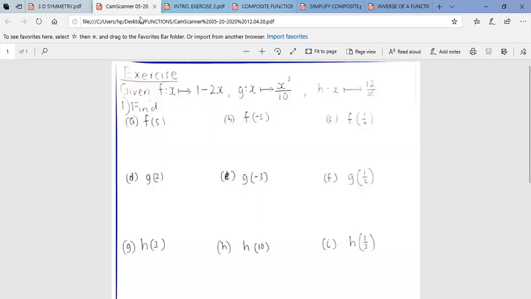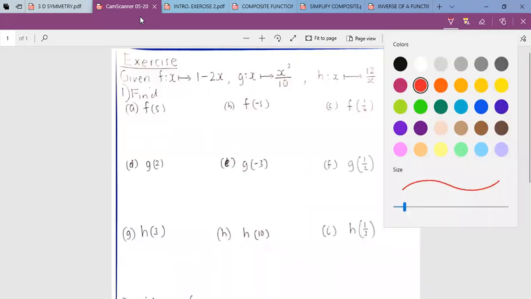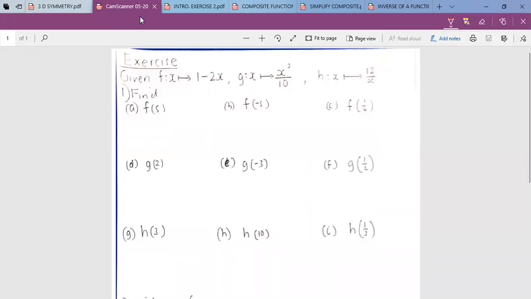So we know the f function is there. This is the f function. So I need to use that f function to solve a, b, and c. So here, where there is x, let me write the function: f(x) is equal to 1 minus 2x.